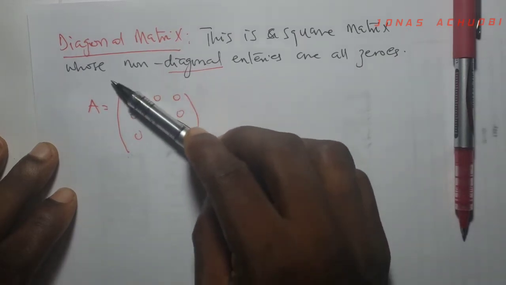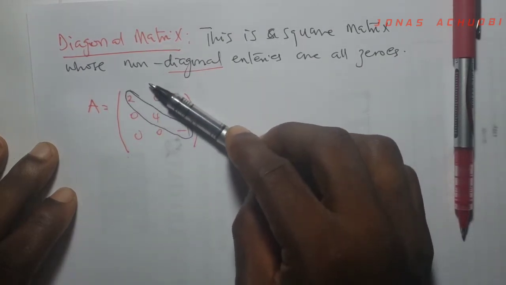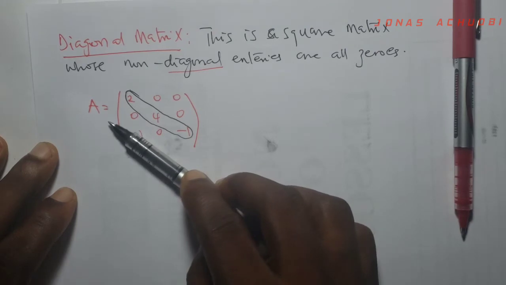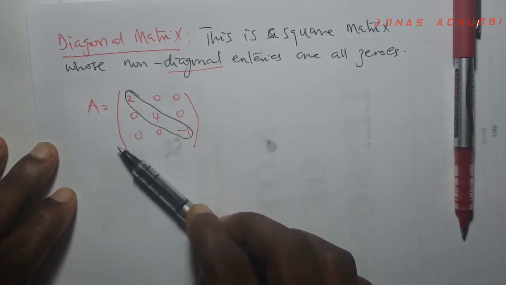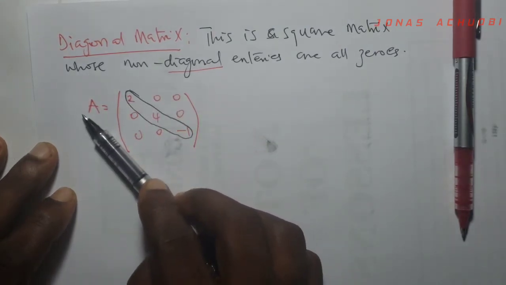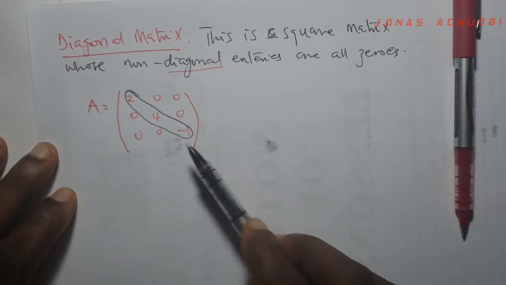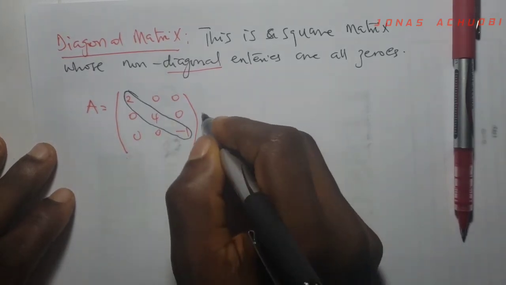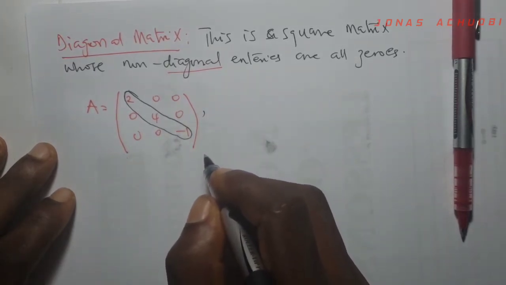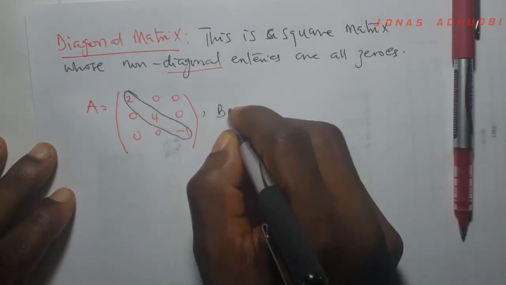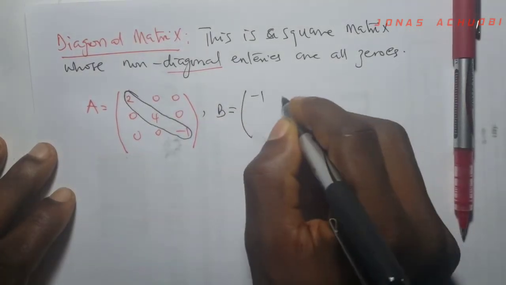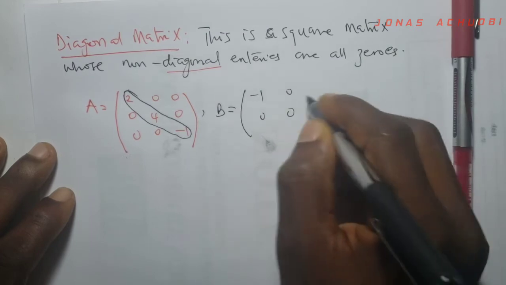So above these diagonal entries, you have zeros. Below the diagonal entries, you have zeros. So matrix A is called a diagonal matrix, or a diagonal square matrix of order 3. How will a diagonal matrix of order 2 look like? Let's see. Let's say minus 1, 0, 0, 0.